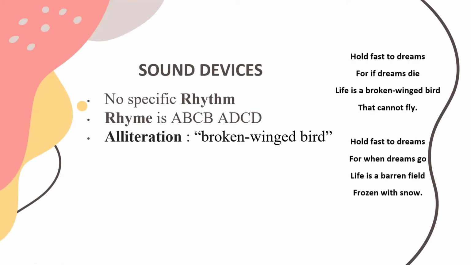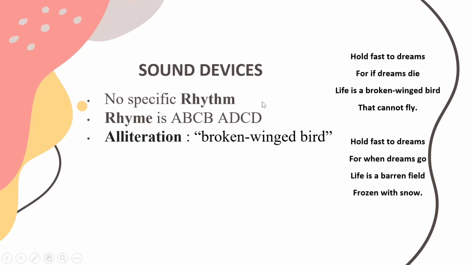And the next thing I want to share is about the alliteration. Actually, alliteration is the repetition of a consonant sound. We can find alliteration in the first stanza, the third line here, and specifically at broken winged bird. Why is it called an alliteration? Because it repeats the same initial consonant sound, as we can see from broken winged bird. So I think it's clear about the sound devices.